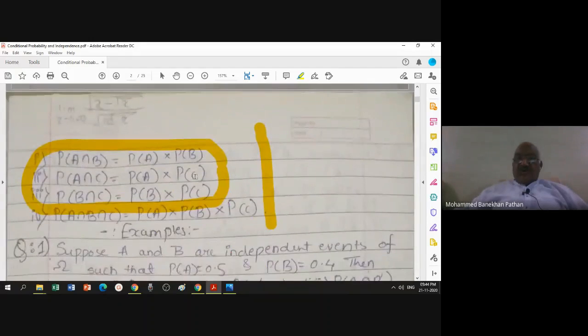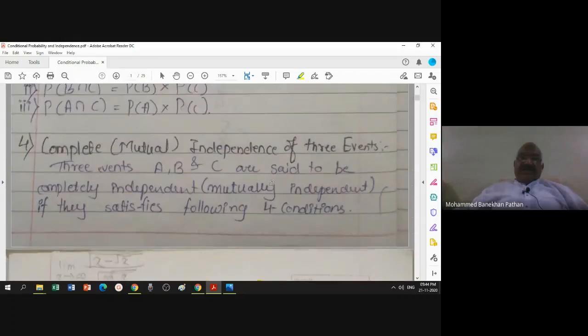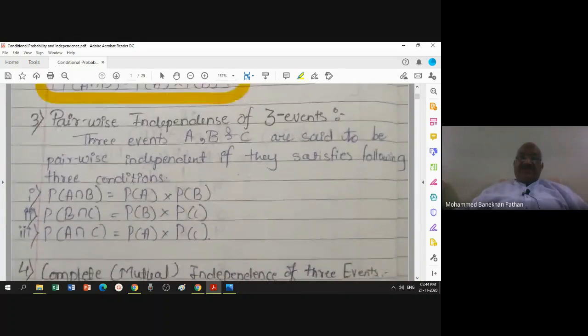Out of these four, if the first 3 are satisfied and the last is not, I will claim the answer that A, B, C are pairwise independent but not completely independent. So I can say definition number 4 implies definition number 3, but the converse is not true. If A, B, C are completely independent, they are automatically pairwise independent. But I cannot claim that if A, B, C are pairwise independent, they may be completely independent, or they may not be completely independent.